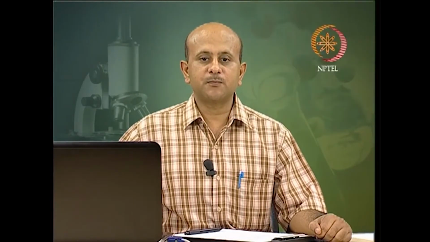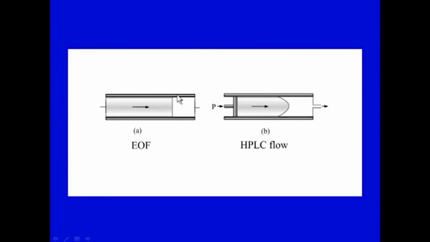In gel electrophoresis, this thing is quite suppressed and does not exist, but in capillary electrophoresis it is being used for separation. And this shows here how the electroosmotic flow front will look as compared to HPLC flow or other flows.